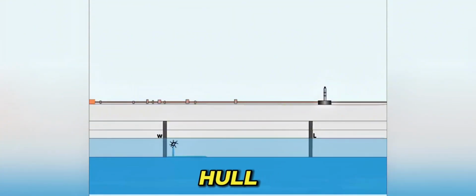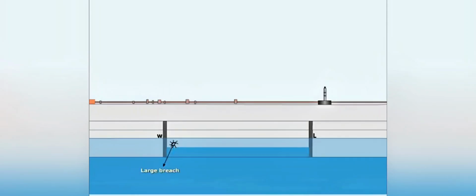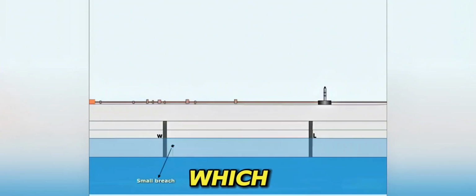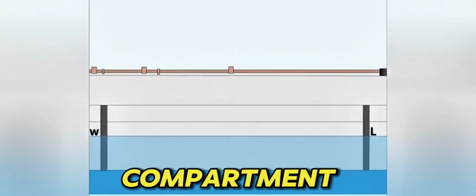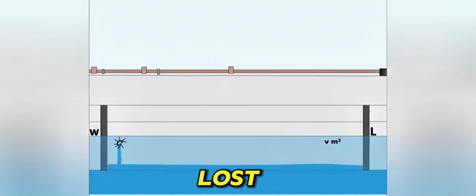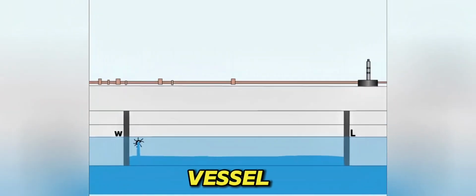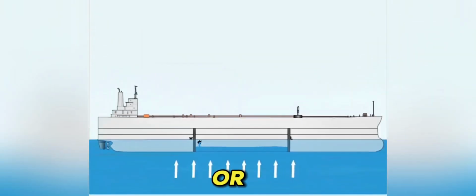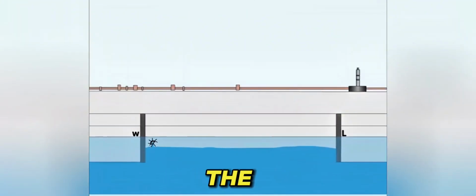Bilging occurs when the hull breach is large enough to allow the free flow of water into the compartment and vice versa. Breaches which are too small to allow the free flow are not considered to be bilging. Once the midship compartment is holed, the buoyancy provided by this compartment of V cubic meter is lost. The vessel has to either regain this buoyancy or sink. If the buoyancy is not regained, the vessel will sink.